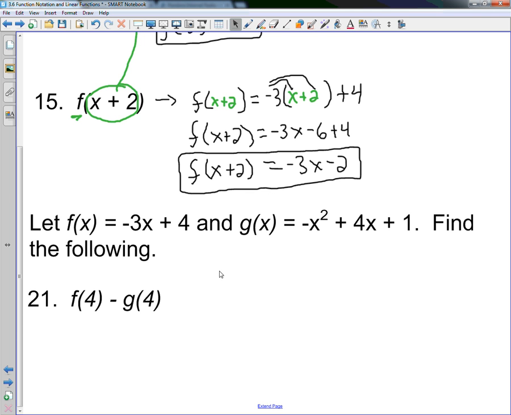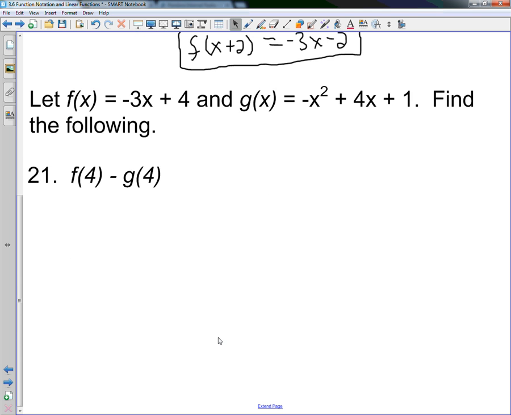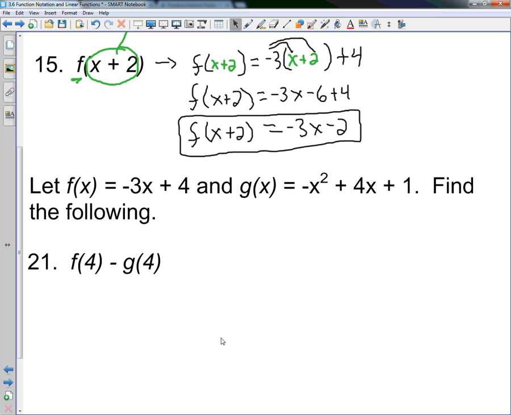Okay. So on this one, notice we have two things we're working with. We are going to work with f of 4, which means I'm taking 4, plugging it into my function f. And then we're also working with g of 4, which means we are plugging in 4 into our g function. Notice the subtraction. So we want to subtract the whole result.